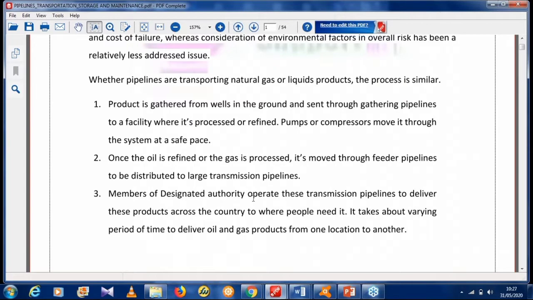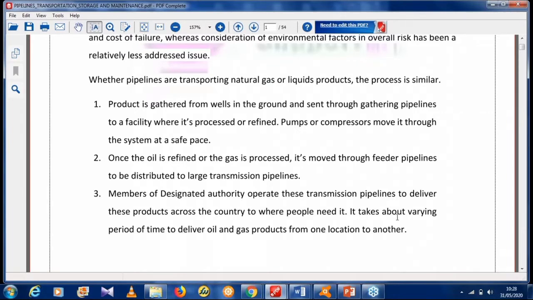A designated authority operates this transmission pipeline to deliver this product across the world, from one country to where people need it. Like in Nigeria, the DPR and NNPC are part of the designated authority that handle such operations in Nigeria. Though we have them in different places across the country anyway.